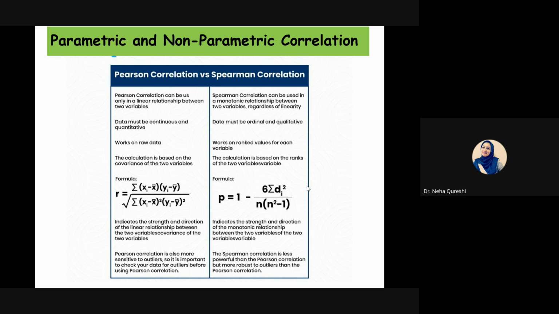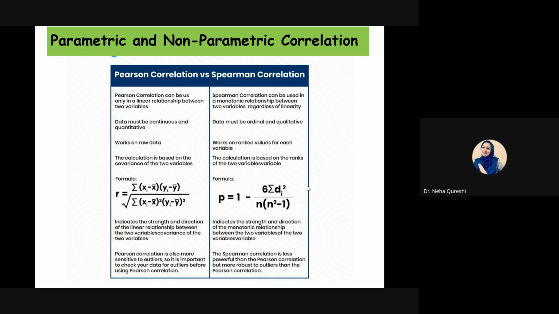Fine. So in case of Pearson, which is a parametric version, the data must be on a continuous scale and quantitative in numerical form. It works on the raw data. And of course, it indicates the strength and direction of a linear relationship between the two variables. It is, of course, more sensitive to outliers. So it is very important to check for the outliers in your data.